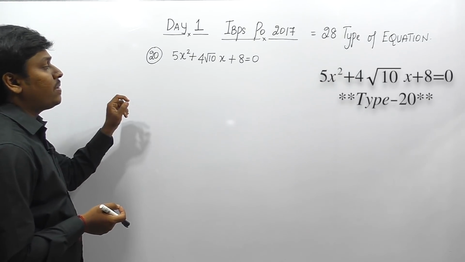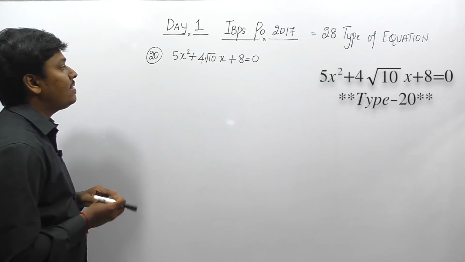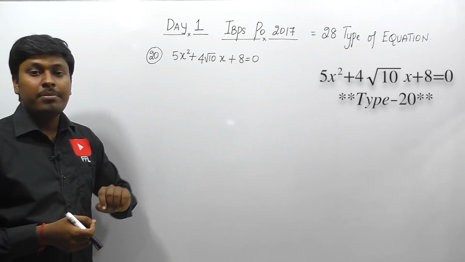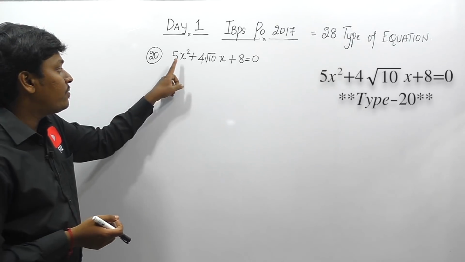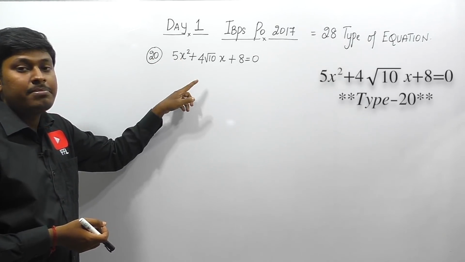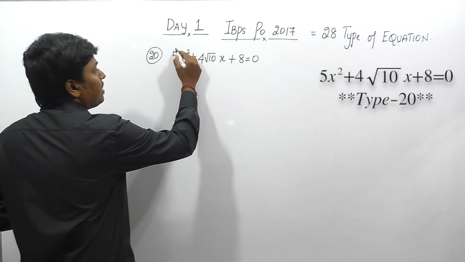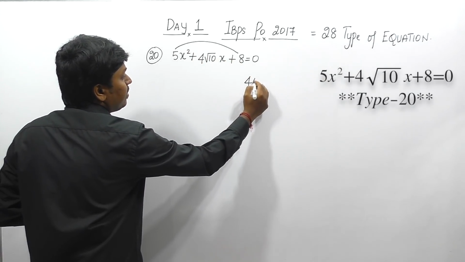Type number 20 equation. So 5x square plus 4 root 10x plus 8 is equal to 0. So there is a small change between type number 19 and type number 20, because in type number 19 before x square there is no constant, but in type number 20 before x square there is some constant. So initially you need to multiply this 5 into 8, resultant will be 40.